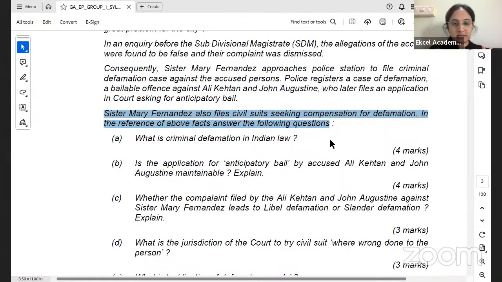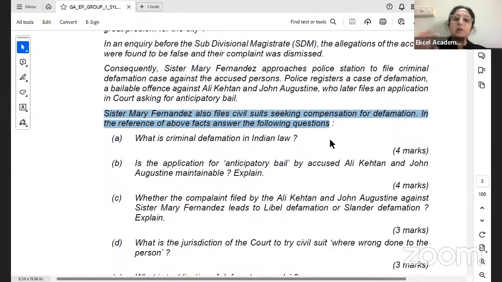First point is two cases are filed. The first case was two people filing a case against the school. And the next one is the school filing a case against these two people. When these two people filed the case, it was completely dismissed. So now the school wants to file a defamation case, plus along with that, they want compensation.